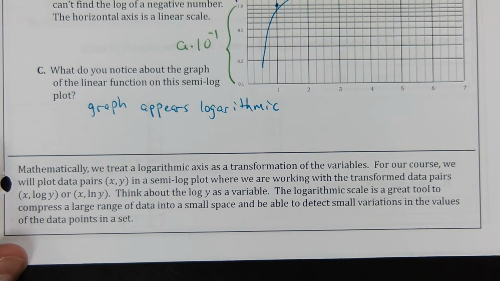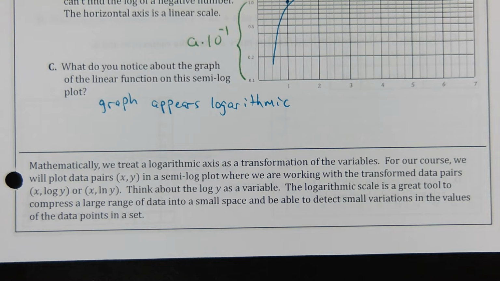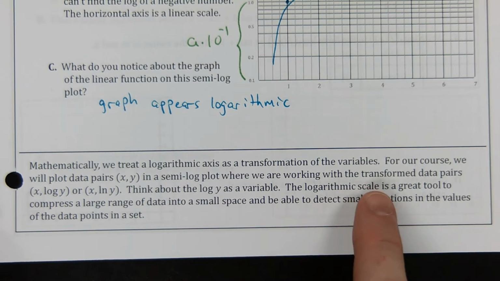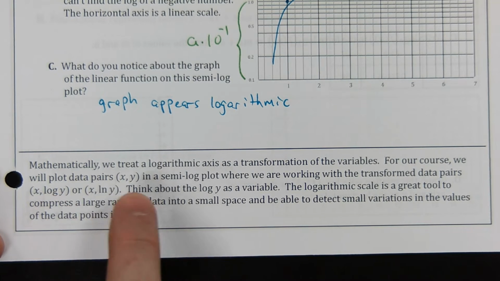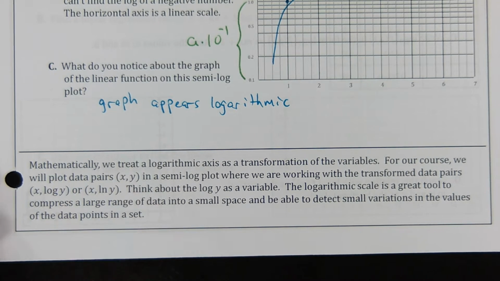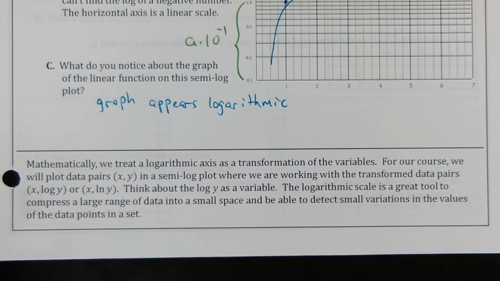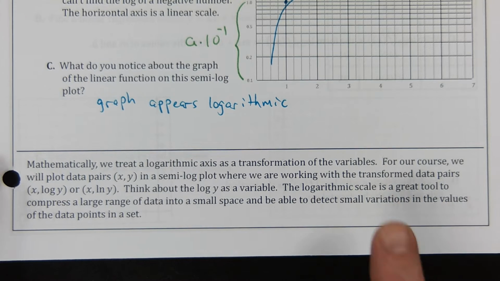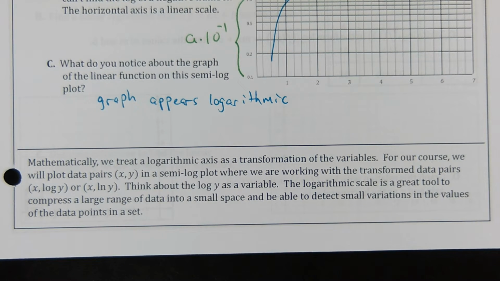Mathematically, we treat a logarithmic axis as a transformation of the variables. For our course, we're going to plot data pairs x, y on semi-log plots, working with the log or natural log of the y values. We could also see semi-log plots where the y is linear and the x is logarithmic. Don't worry, it's done exactly the same way. You just take the log of the x's instead of the log of the y's, or the ln of the x's instead of the ln of the y's. It doesn't really matter. Again, a logarithmic scale is great because it will compress a large amount of data into a smaller area.